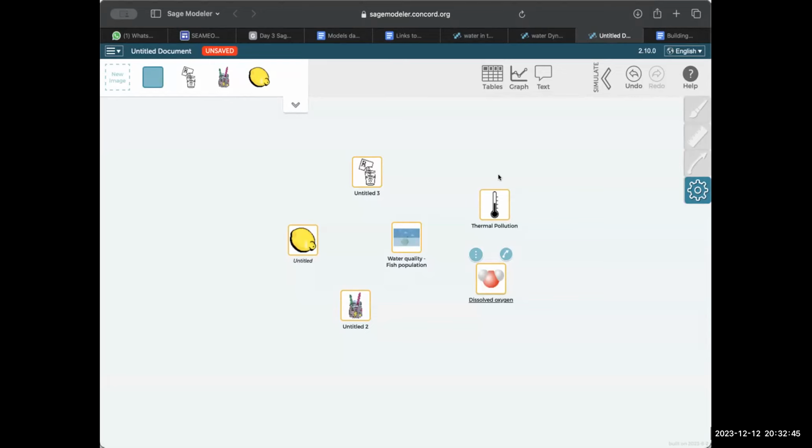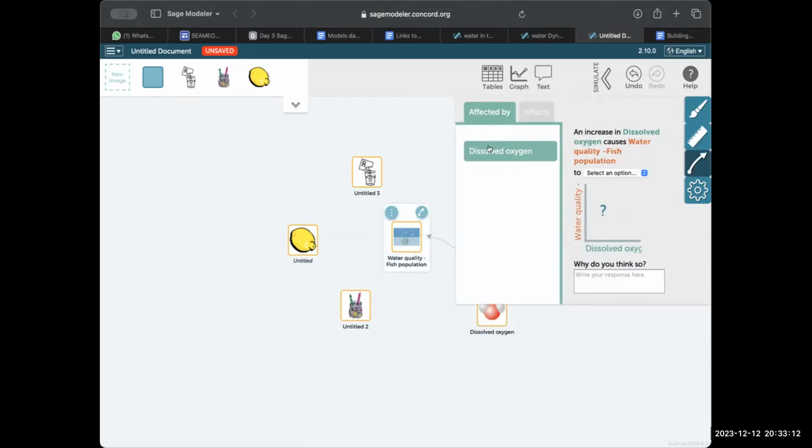Okay, so now you have the variables and you can start making relationships with them. So now click on the line. So what did you say, an increase in dissolved oxygen? So it should show the positive, right?